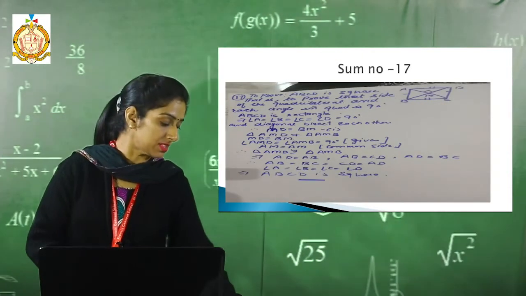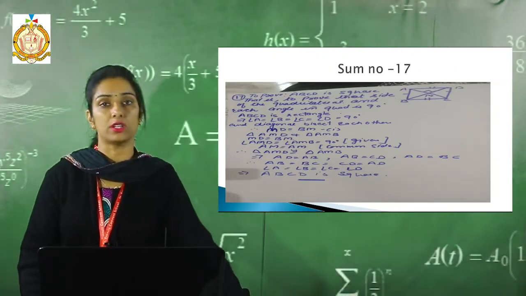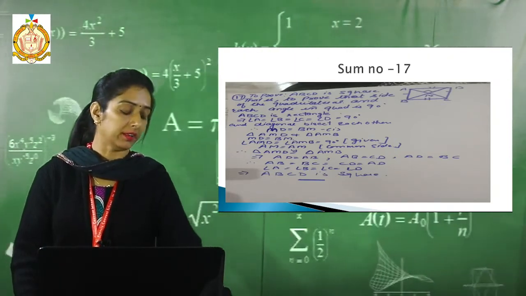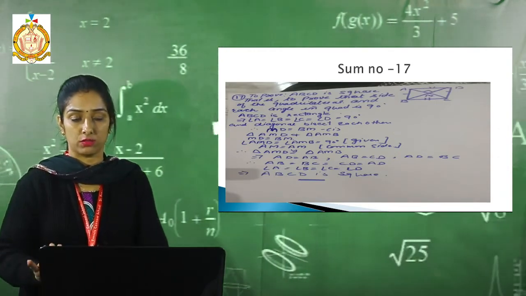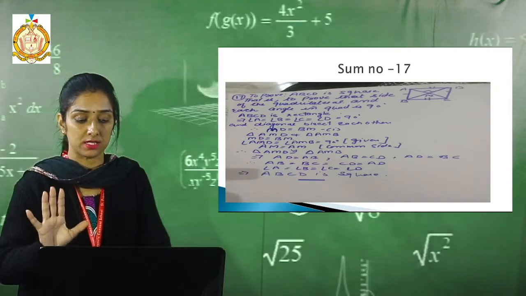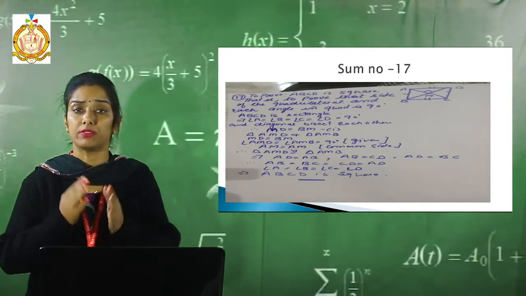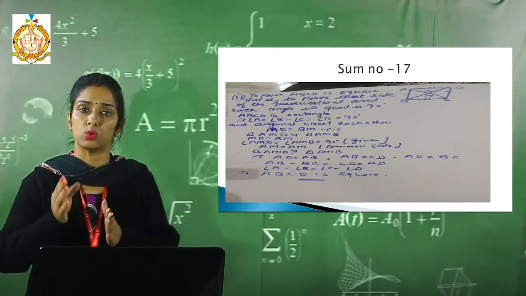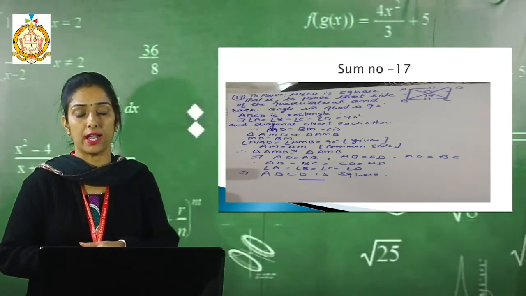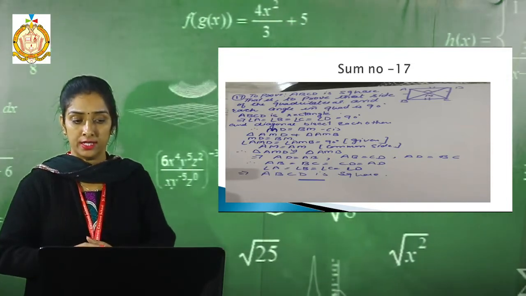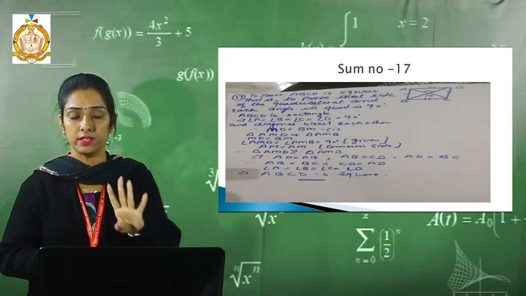Now see question number 17. The diagonals of a rectangle intersect each other at a right angle. Prove that the rectangle is a square. Now see ABCD, we have to prove here that ABCD is a square. Now how do we find it? If all its sides are equal and all angles are equal, then it is a square. Now first of all we have the diagonals, we have a quadrilateral, and each angle in the quadrilateral is 90 degrees. Therefore if they are 90 degrees, it means that this is a rectangle.